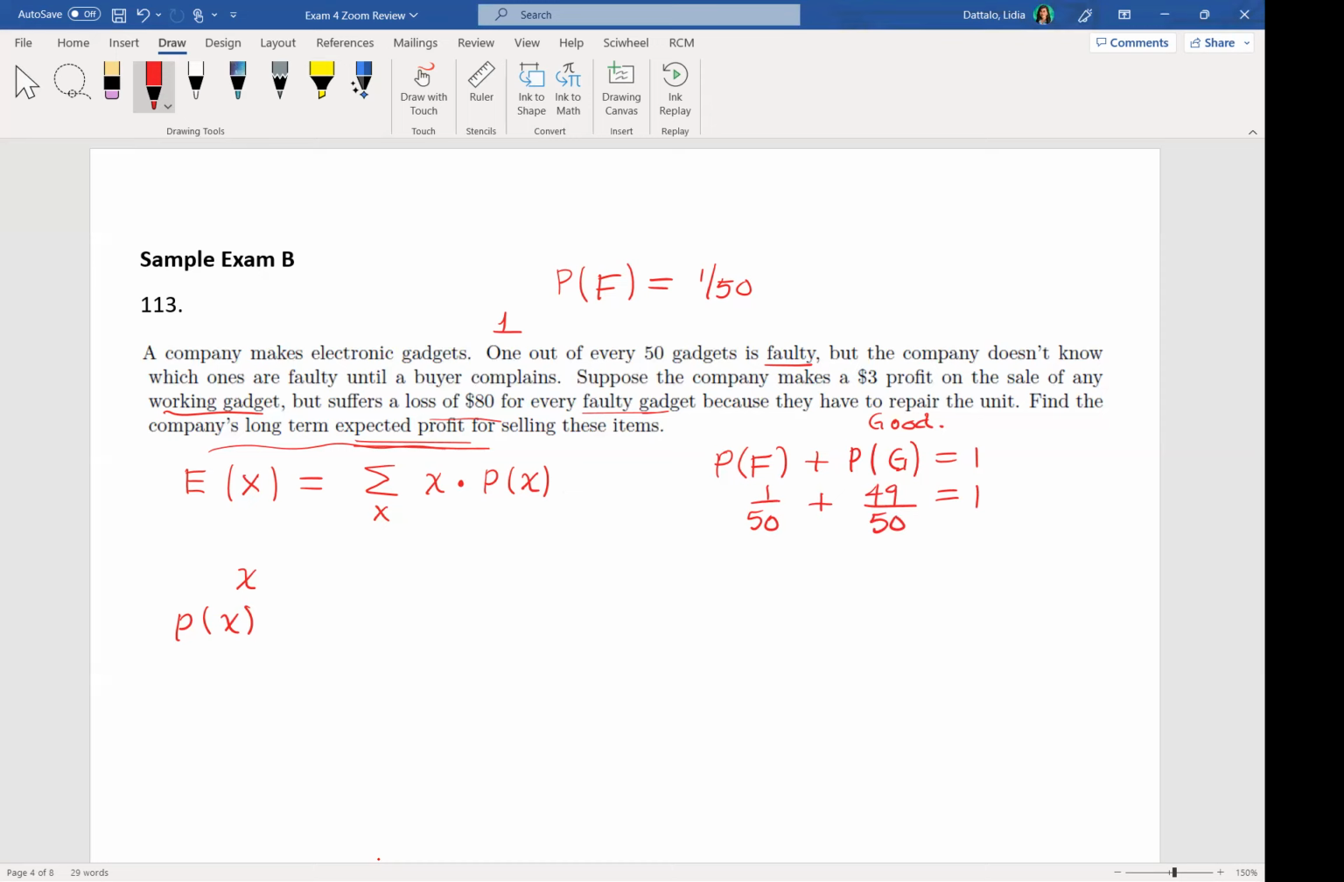Now, every good one is $3 profit. So I would write, I get $3 for a good one. The probability of a good one is 49 over 50. And then we lose $80. So I'm going to put a minus, and the probability of losing with a faulty one is 1 over 50, as it was stated.